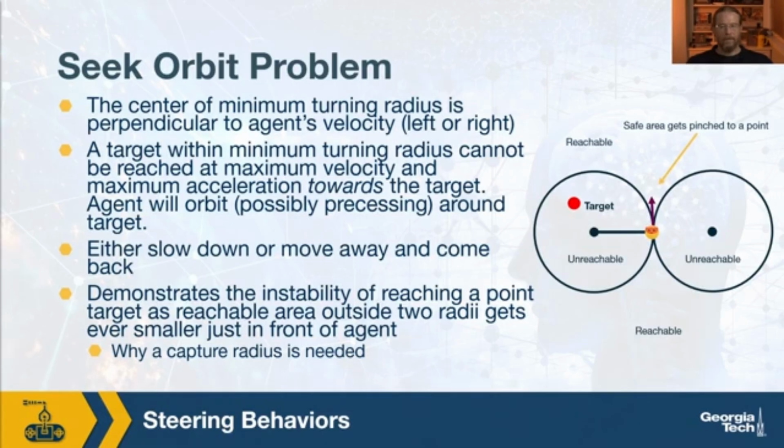Now, the target is likely not to be exactly at the center point of either of these two circles. So what you would most likely see is a precessing, meaning it's kind of like a spiral graph looking pattern, where the circular path that the agent would be taking over time would wobble around the target point, but still the agent would never get there. So yeah, any point within the circle you can't get to.